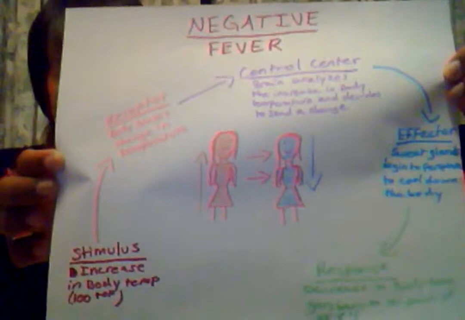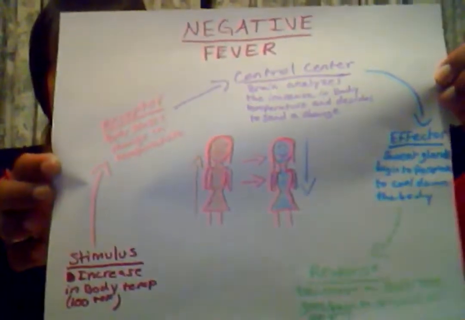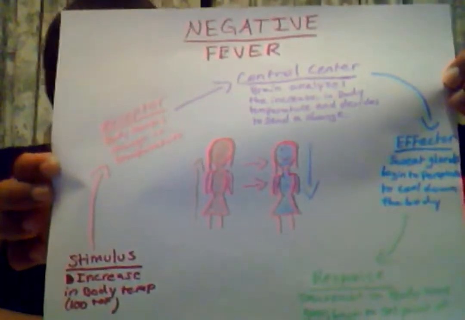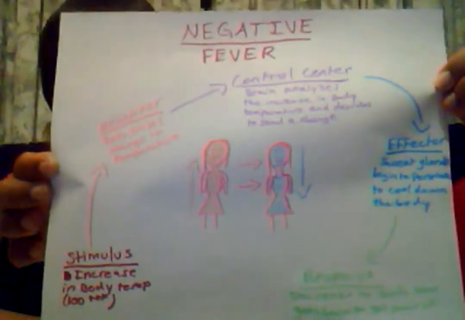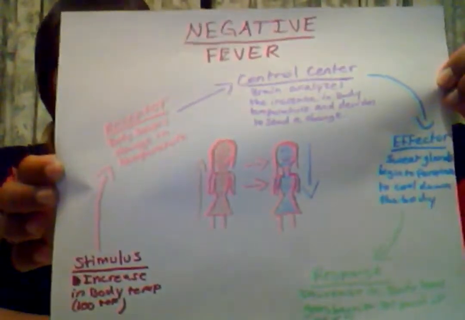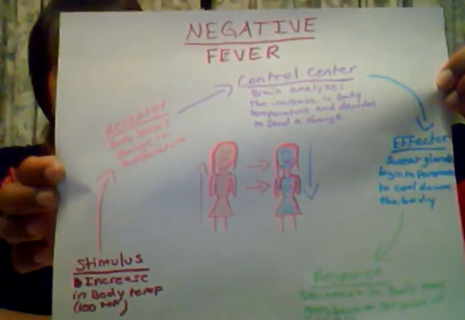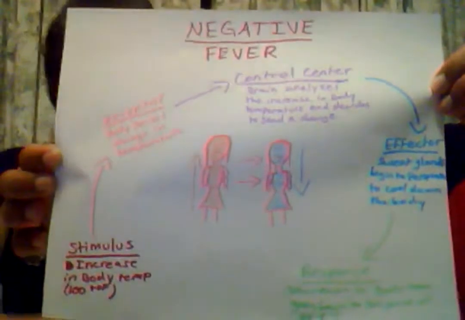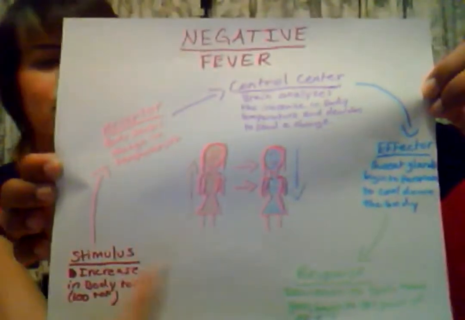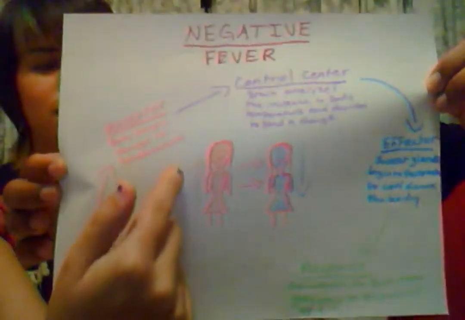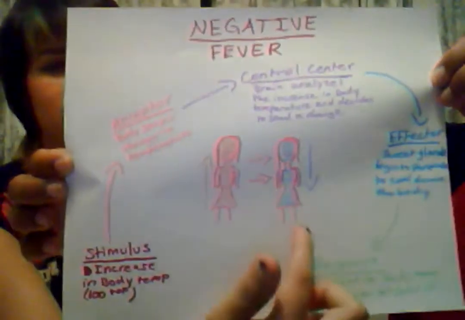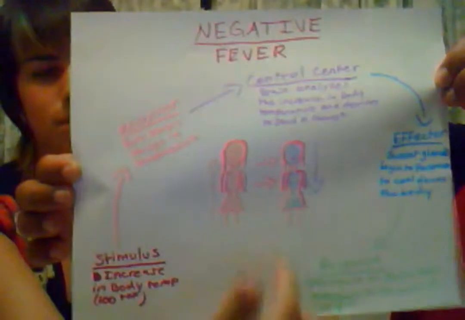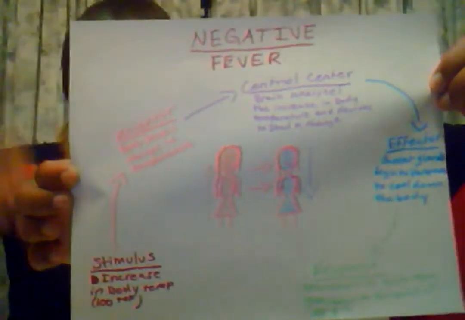where the effector will make your sweat glands start to produce sweat in order to cool off the body. So then the response to everything is that your body temperature will decrease back to the set point of 98.7 degrees, or 37 degrees Celsius. And then in the picture right here, you have an increase in body temperature and a decrease. So it's going up and then going down, being opposite.